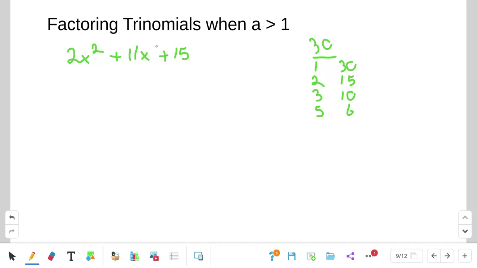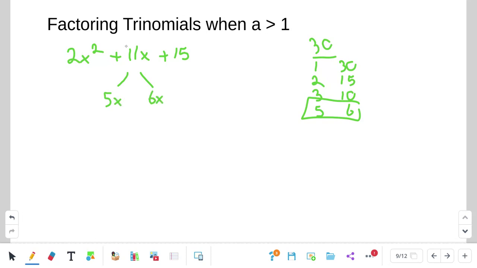Why adds? I was told right here, if that's a plus, I'm looking for a pair that adds together to get the middle number. If it's a minus, I'll look for a pair that has a difference or subtracts to get 11. Okay, so I looked over here and said, 5 and 6 add together to get 11x. And here's what I'm going to do with those. Okay, I'm going to rewrite that 11x as 5x and 6x.